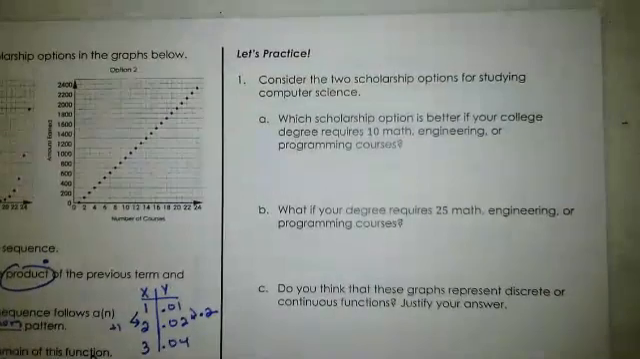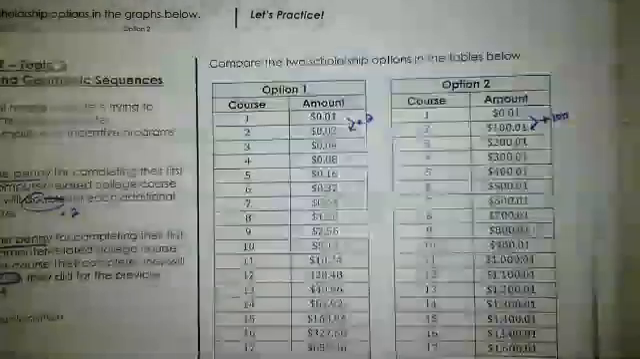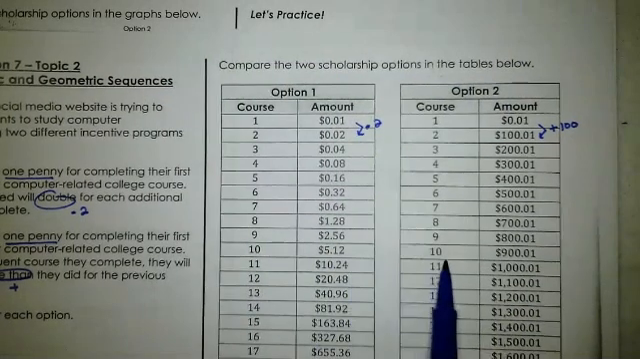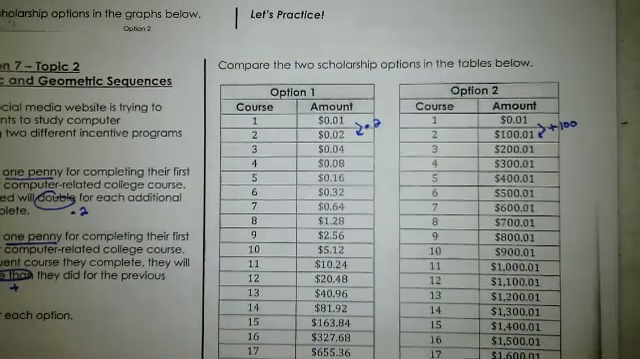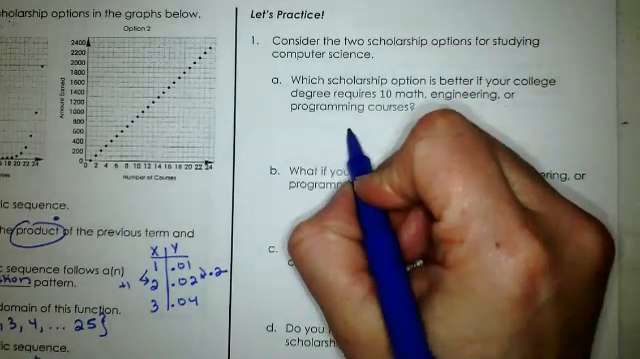Consider the two scholarship options for studying computer science. Which scholarship option is better if your college degree requires 10 math, engineering, or programming courses? So if we look back at our chart, 10 courses for option 1, you get $5.12. 10 courses for option 2, you get $900.01. So option 2.